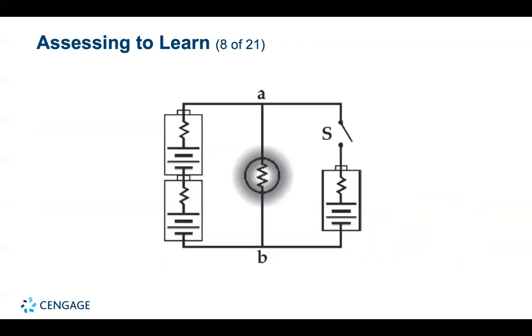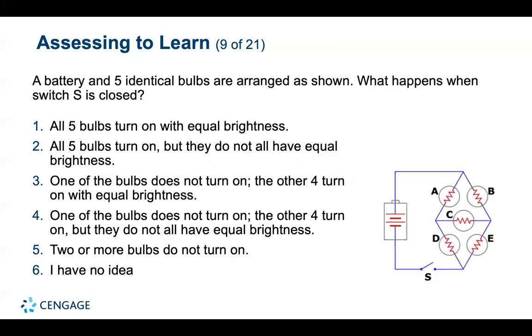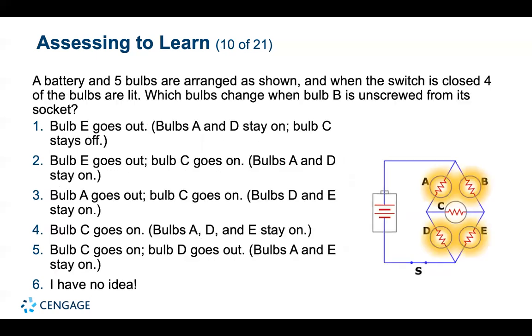So here's a circuit that will be just something for you to be thinking about as we move forward. A battery and 5 identical bulbs are arranged as shown. What happens when the switch S is closed? And the answer is one of the bulbs does not turn on, the other 4 turn on with equal brightness. A battery and 5 bulbs are attached as shown, and when the switch is closed, 4 of the bulbs are lit. Which bulbs change when bulb B is unscrewed from the socket? And the answer is bulb B goes out, and bulbs A, D, and E stay on.